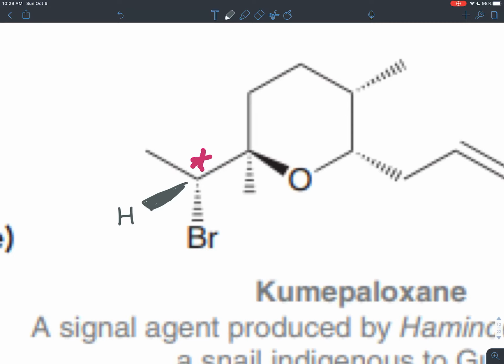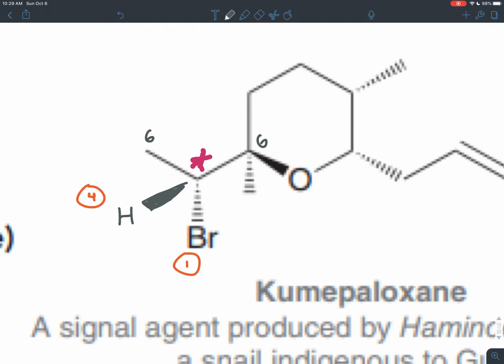Now for hydrogen, the atomic number is the smallest on the periodic table, which is 1. So hydrogen has 1, carbon is 6, the other carbon 6, and bromine is 35. So the highest atomic number gets the highest priority. Here that's bromine, that gets the number 1. The lowest atomic number gets the lowest priority. Here that's hydrogen, that gets the number 4.